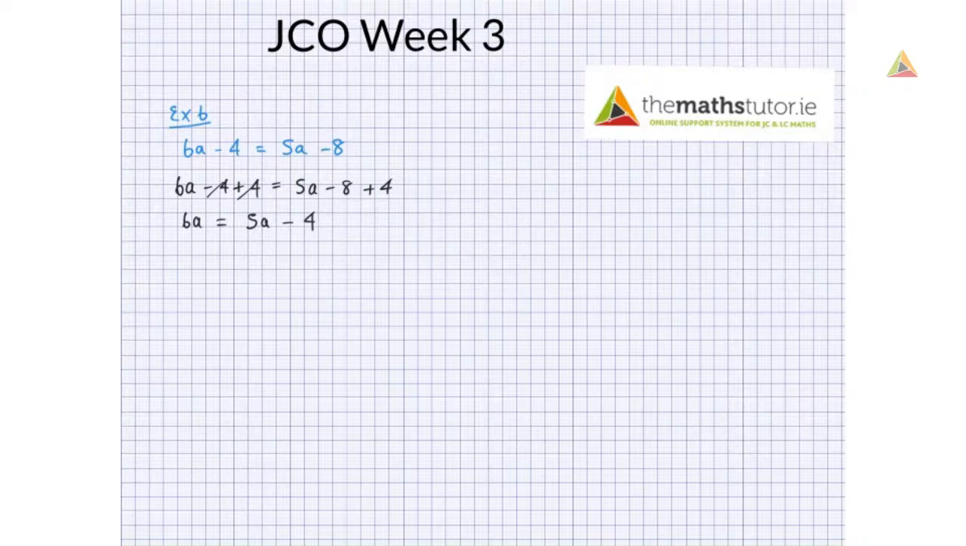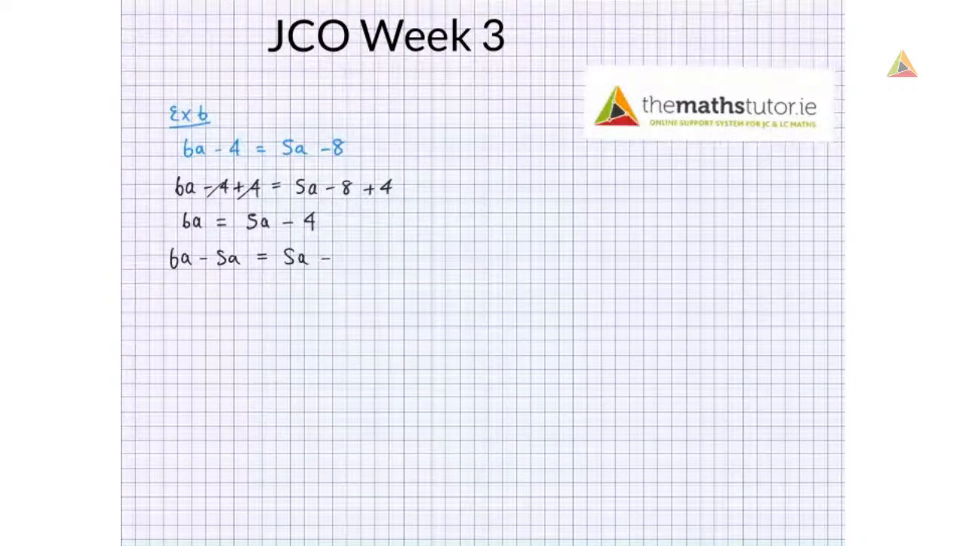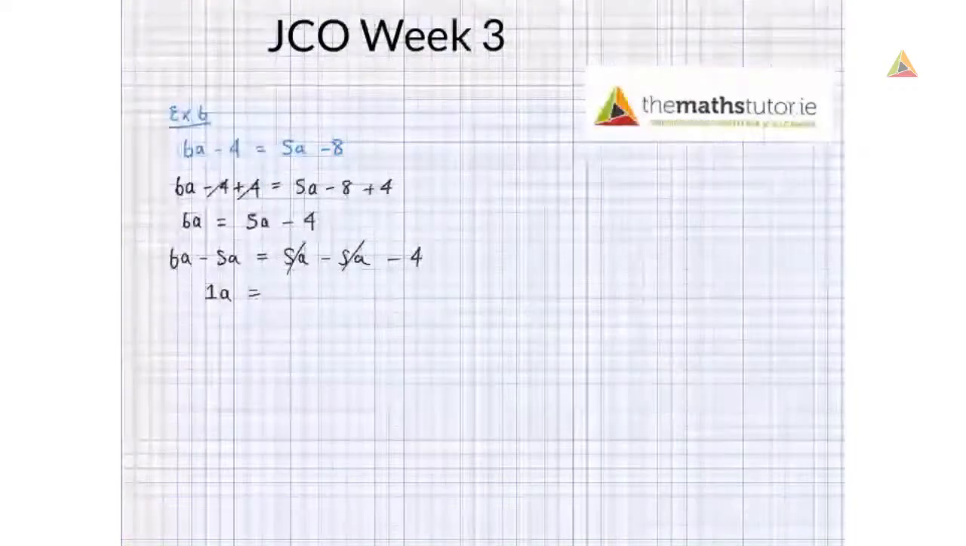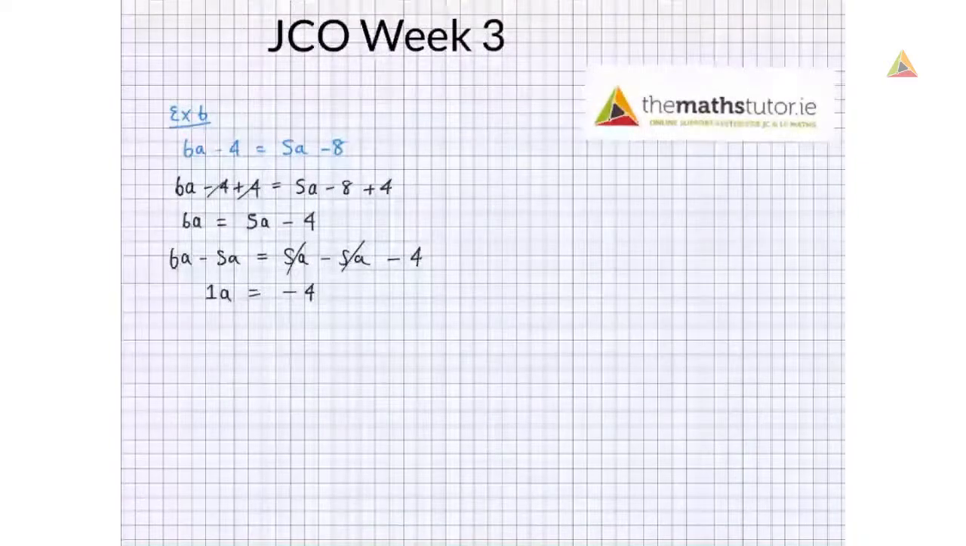I take away 5a. So I'm going to take away 5a from this side, and I'm going to take away 5a from this side. So it's going to be 6a minus 5a is equal to 5a minus 5a minus 4. 6a minus 5a is 1a. 5a take 5a is 0, so it's going to be equal to minus 4. So the answer there is a is equal to minus 4.